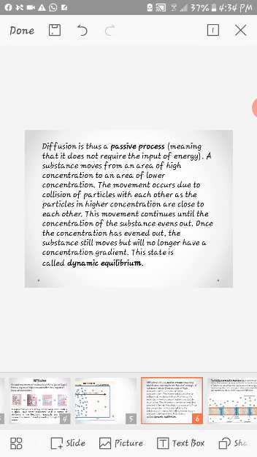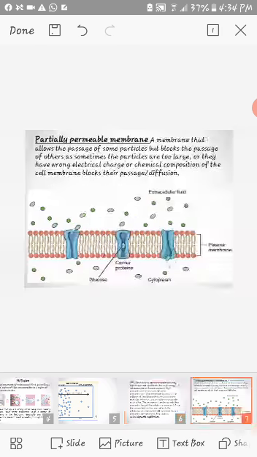This is known as dynamic equilibrium, when the particles have spread out evenly in all directions and there is no concentration gradient. So diffusion is a passive process that will occur until the dynamic equilibrium has been reached.